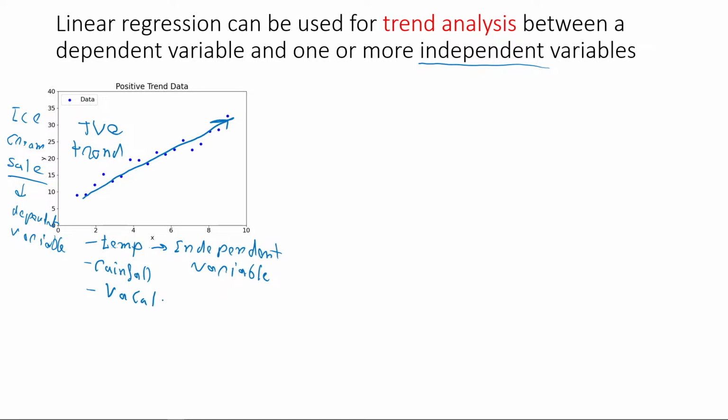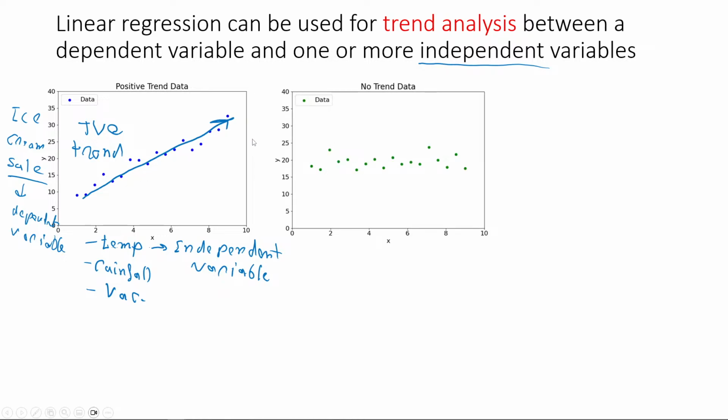Vacation, or like the day. So when you have more than one independent variable, it will not be a single variable regression, but that would be multiple variable regression. So here, that is a positive trend, which means that when my temperature goes up, my ice cream sale could go up.